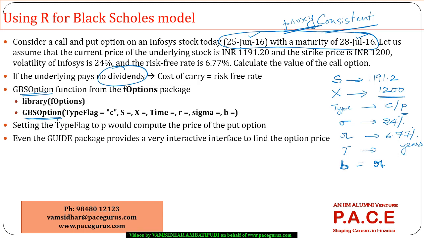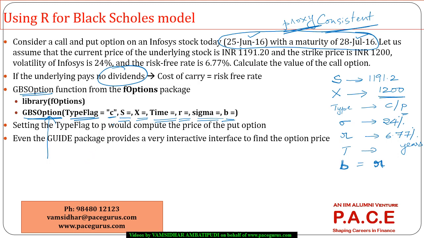You have the Black-Scholes GBS option. It's the name of the function which can give you the pricing as per the Black-Scholes formula. It takes some input. The type flag, you have to set to either C or P, to say whether it is a call option or a put option. You have to give the value of S, the value of X, the strike price, the time, which is the time to maturity in years, the risk-free rate of return, the volatility of the stock, and also the cost of carry, which is equivalent to the risk-free rate of return itself.